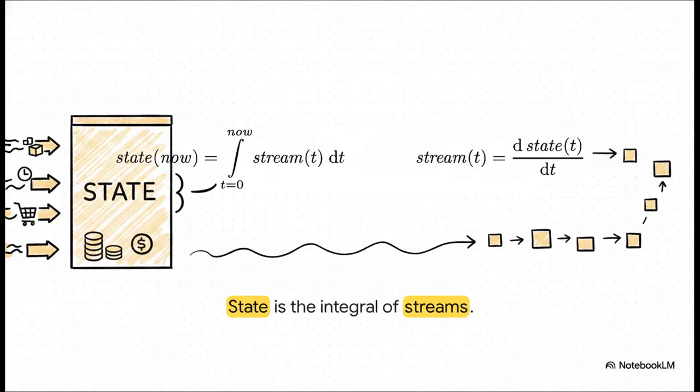Well, there's this absolutely wild mathematical relationship that solves this exact problem. Check this out. State is simply the integral of streams over time, and streams are the derivative of state. Let's break that down into plain English. A stream is just an append-only log of immutable events, things that have already happened, like adding an item to a shopping cart. State, on the other hand, is what you get when you apply all those events together, like the current total price in that cart. They're literally two sides of the exact same coin. If you store a log of every single event that ever happened, your state becomes 100% reproducible. You can derive any view you want just by hitting play on that log.